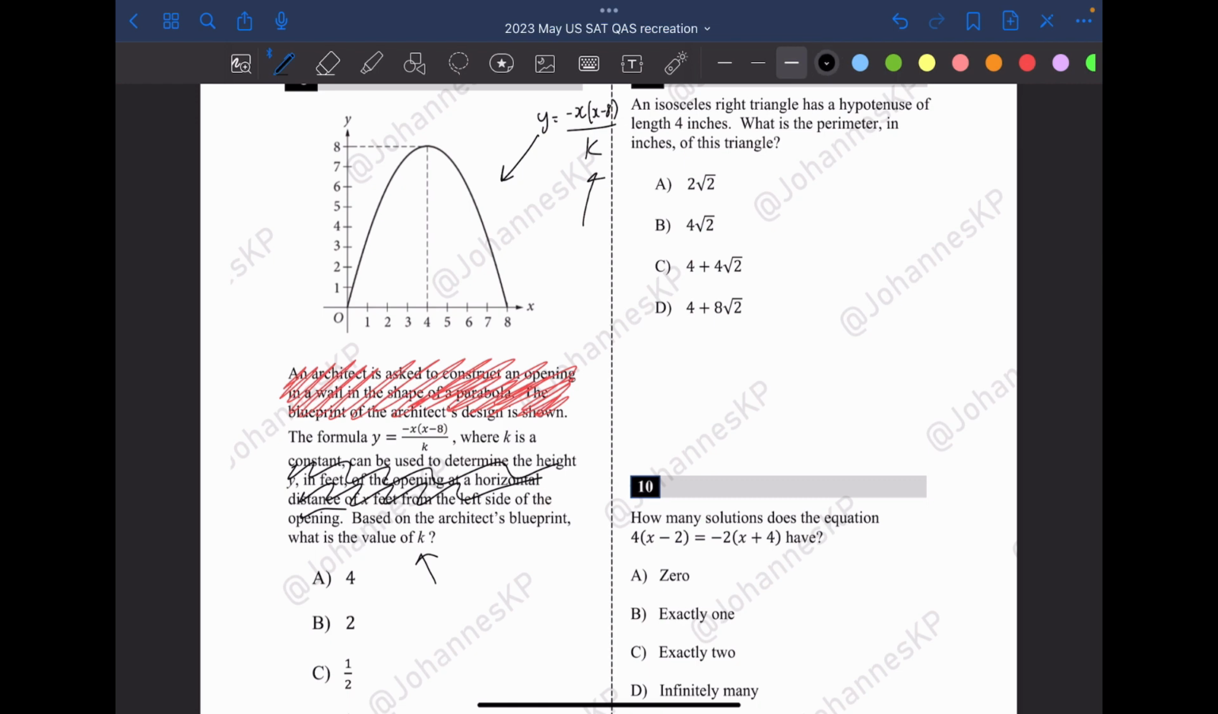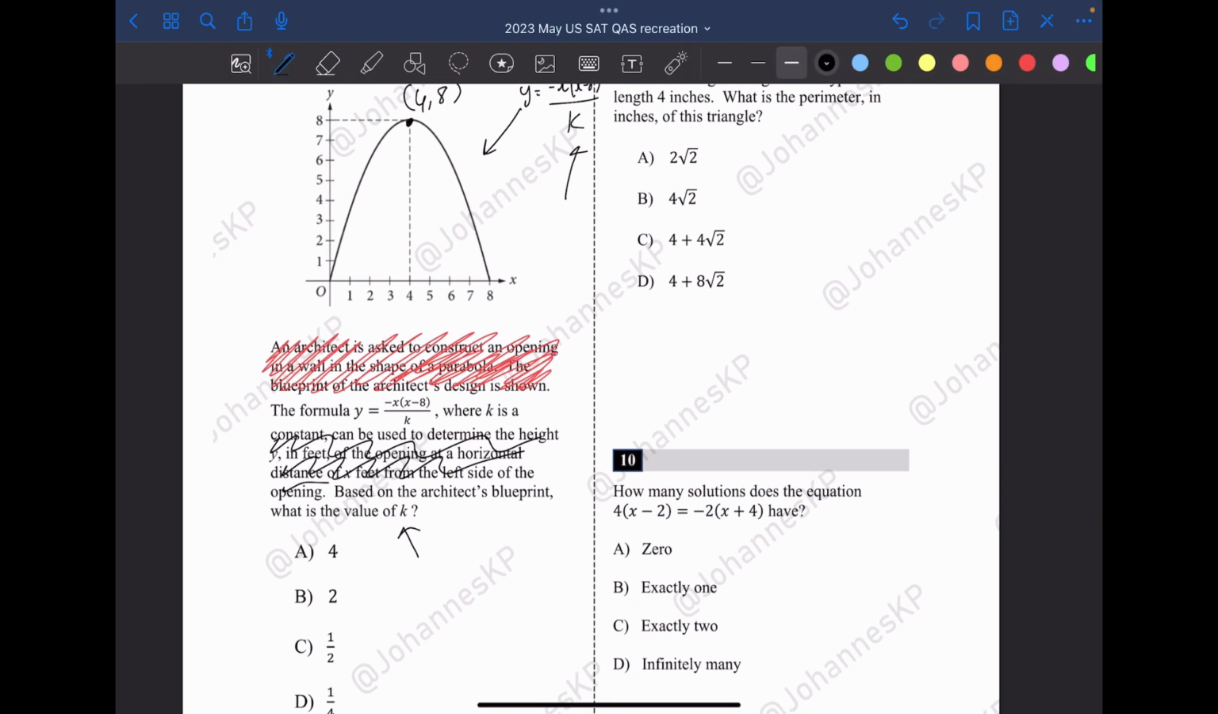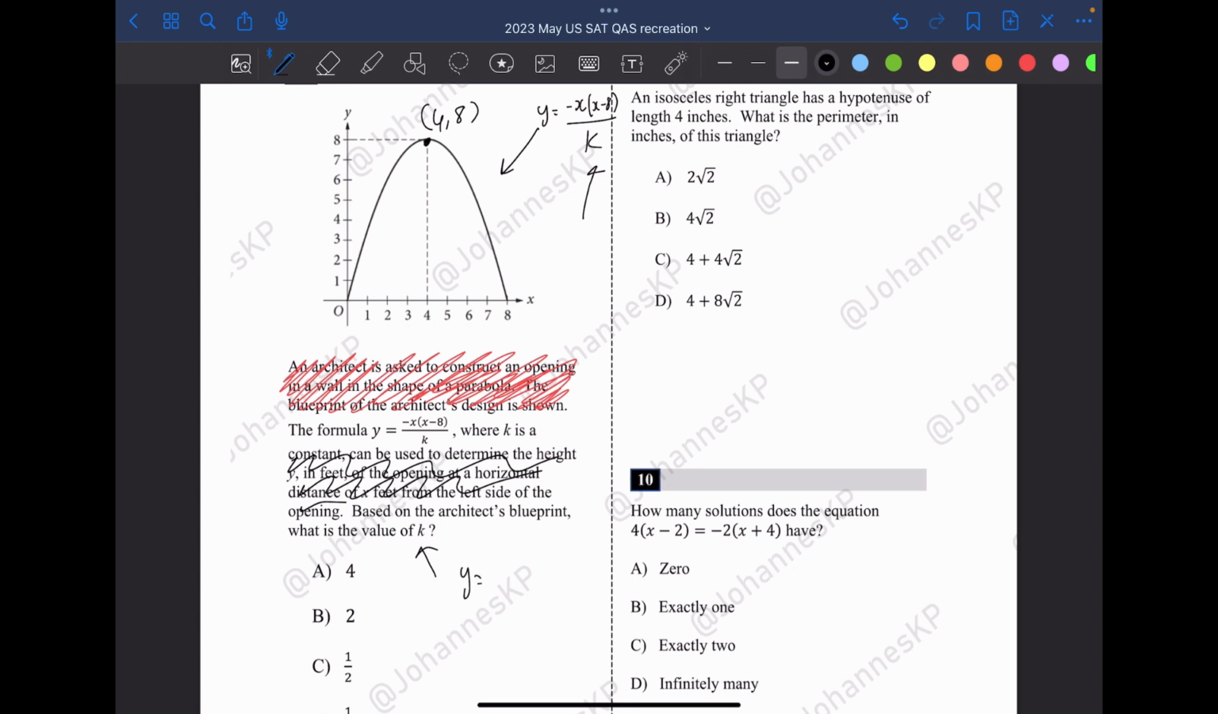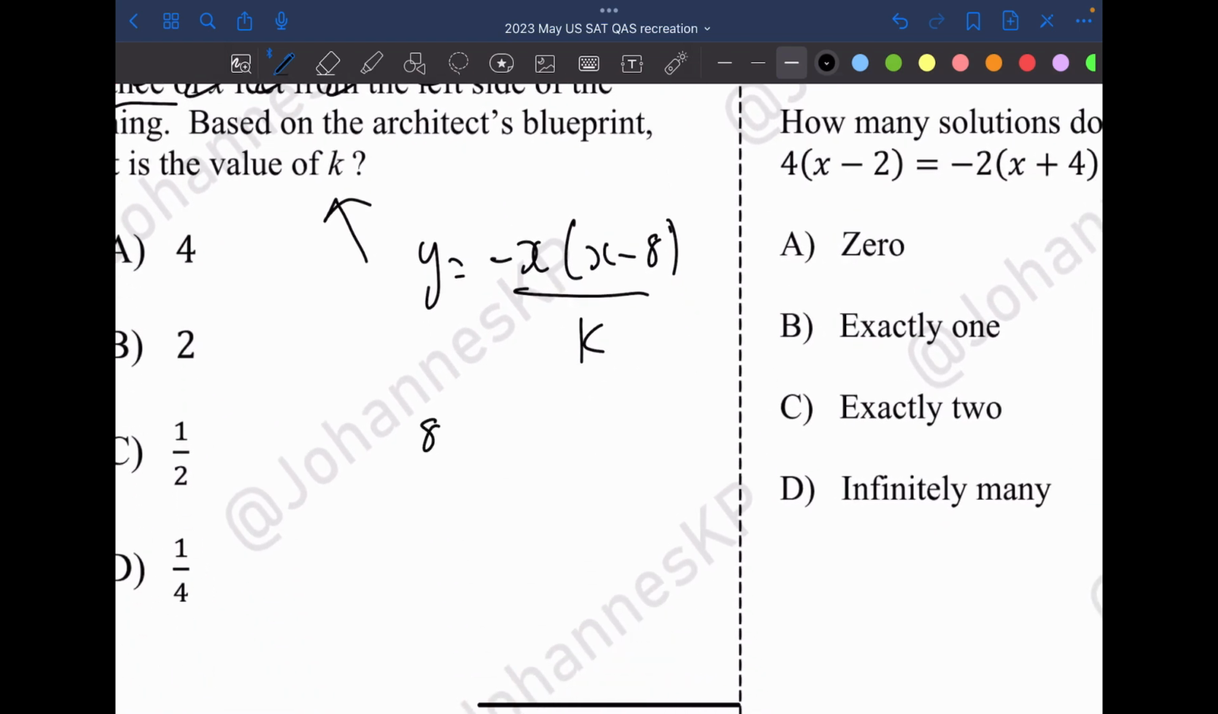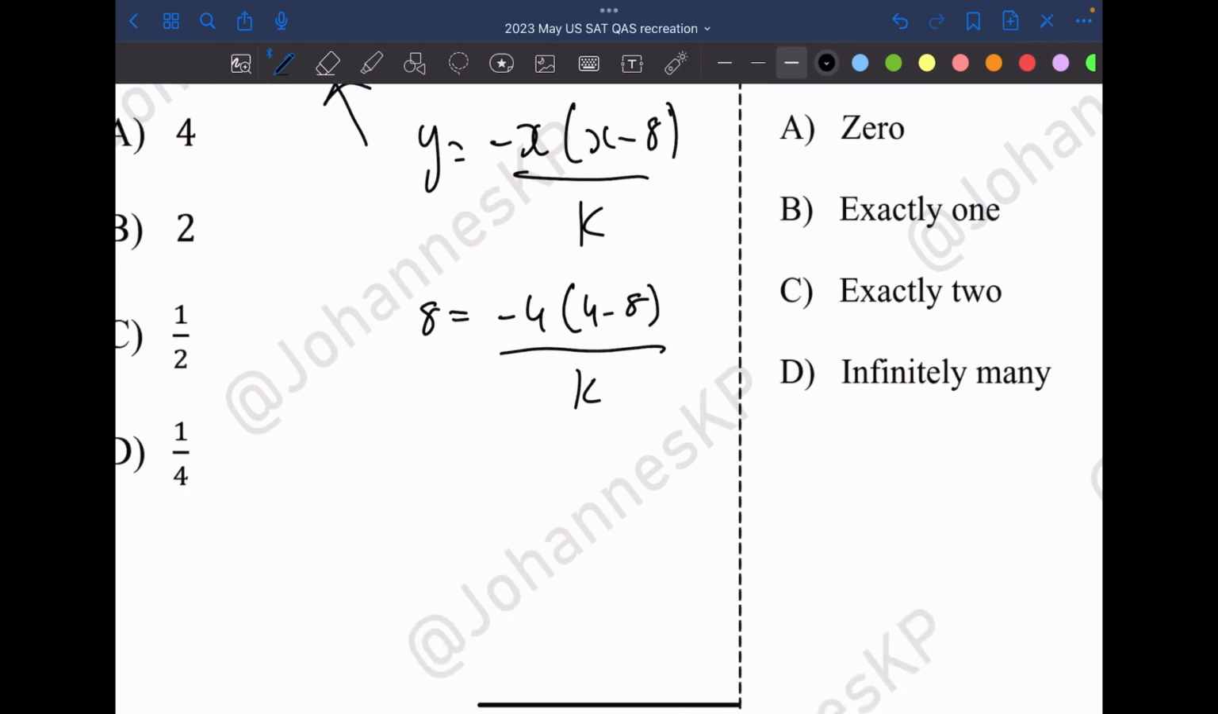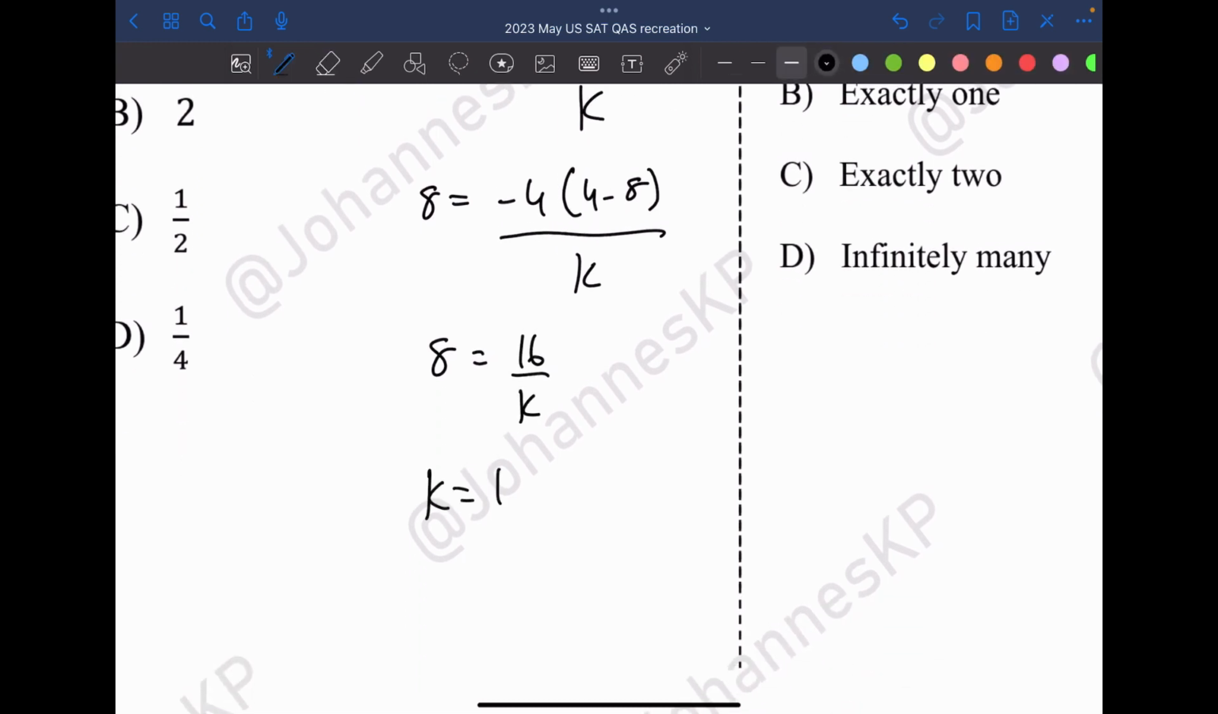So an easy point that we have over here is (4, 8). We have this because we are told by these hints that it's at (4, 8). So what we can do is, I'm going to rewrite that here. y is equal to negative x times (x minus 8) over k. So now plug in (4, 8). This should equal 8 is equal to negative 4 times (4 minus 8) over k. And then 8 is equal to negative 4 times negative 4, which is 16, so 16 over k. And then k is equal to 16 over 8, which is 2. So that is your answer, and we are done.